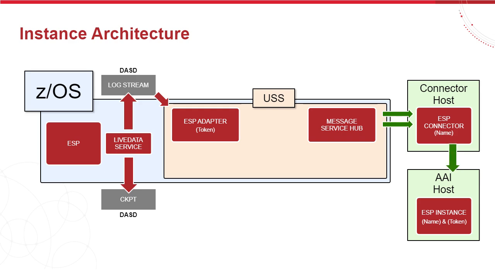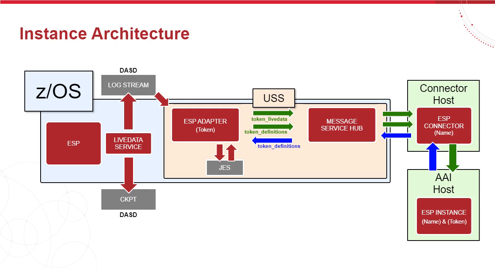The connection between the connector and Message Service Hub is defined in the web UI. Requests are initiated from the AAI host with the appropriate token, sent to the connector, pushed on to the Message Service Hub, and finally distributed to the adapter. In return, the adapter submits a simple job to JES to acquire the data from the log stream and converts it to the MQ format. It sends both events data, called live data, and the definition data in the form of datasets, with the token appended to their names, to make sure the chain isn't broken.